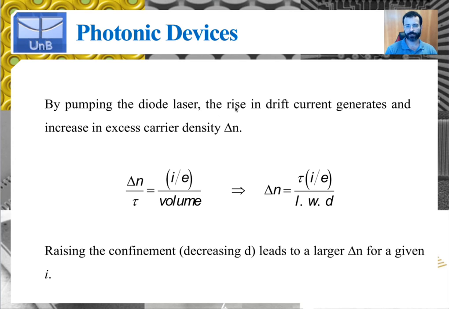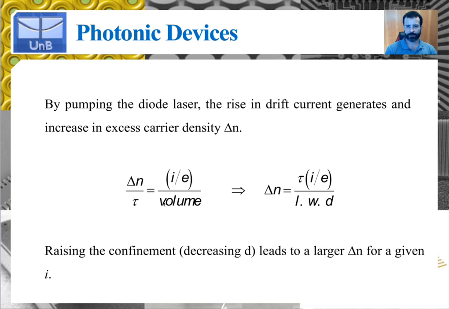By pumping the diode laser, the rise in drift current, the injection current, generates an increase in the excess carrier density delta n, right? And we've seen that the injection rate is equal to delta n over tau, the recombination lifetime, which in our last lecture we saw can be written in this way, right? Because this I here is the injection current, the forward bias current, and since current is coulombs per second, if you divide the total number of coulombs by the charge of one electron, you get the amount of carriers which is being injected per unit time, right? Because current is charge per unit time. And if you divide this by the volume of the device, then you get the rate of injection, right?